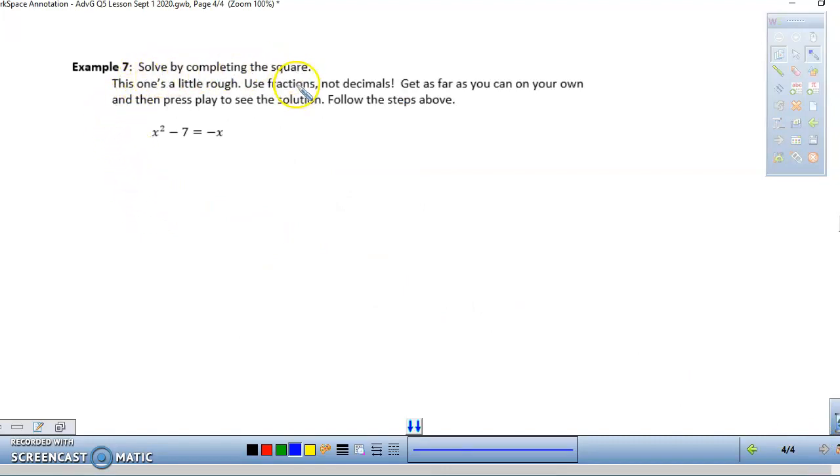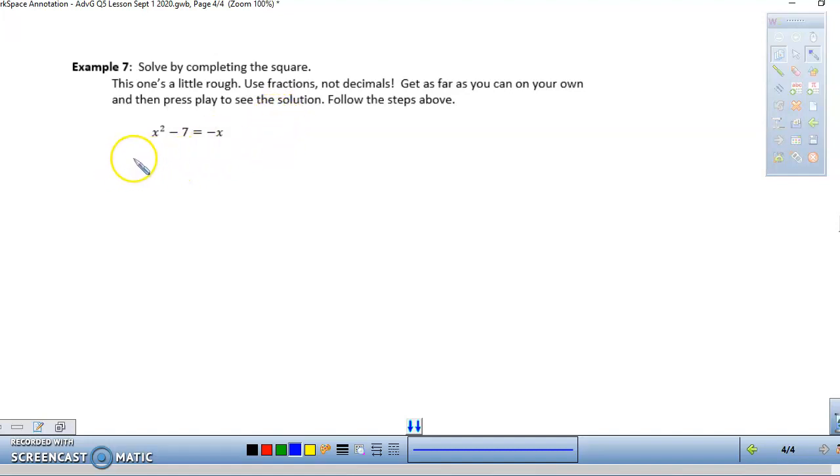So, solve by completing the square. This one is a little rough. Okay, the use of fractions does make things a little harder. But I need you to use fractions. It's important that you are able and fluent in fractions. So get as far as you can on your own, then press play. So press pause and get as far as you can.